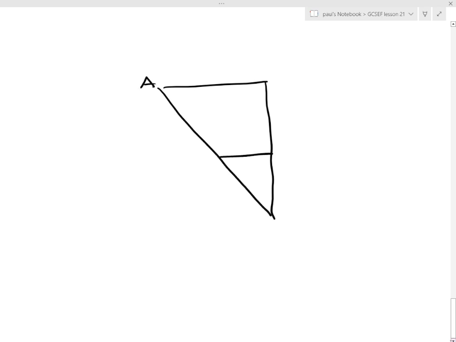Okay, so we'll call that A, and that B, and that one C, this one 3, and this one 15. So AB is parallel to DE. It always is. Otherwise it wouldn't be a similar shape, would it? Got to be. It would be a different question altogether, wouldn't it? So let's find AD.